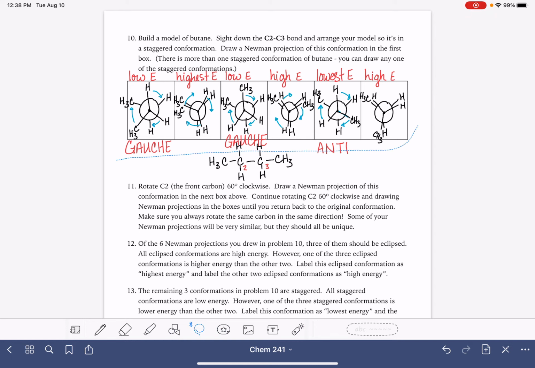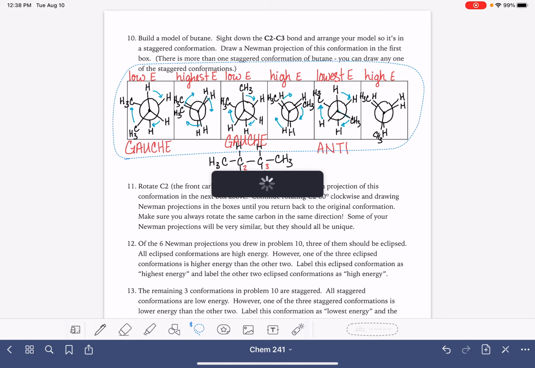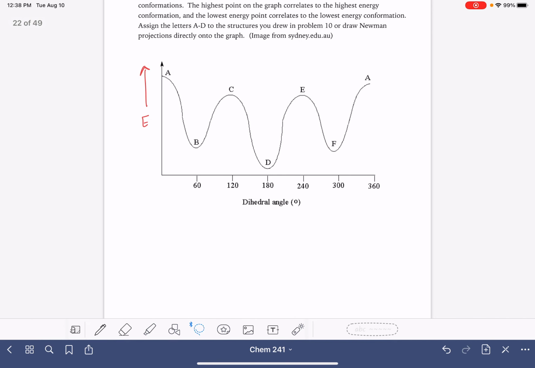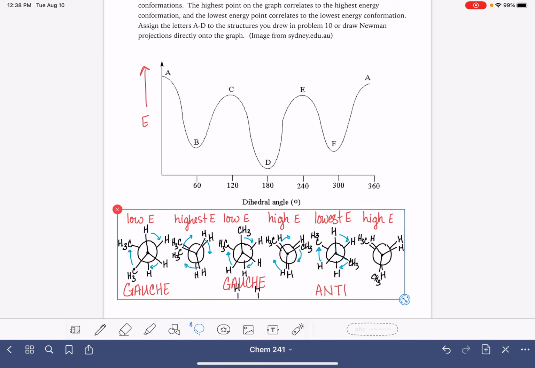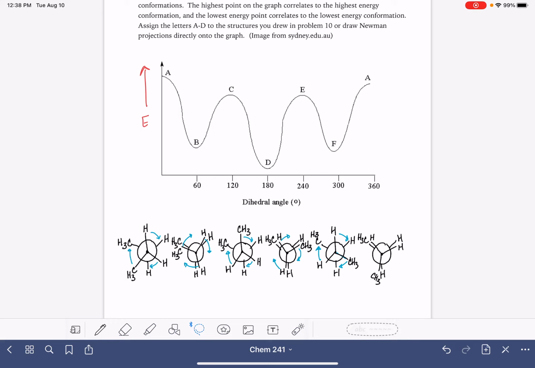That's a lot of writing, so you might not want to do that yourself, but I have copy and paste, which makes it easier for me. And I'm going to erase some of the stuff that's on here, make it a little easier to look at. So what we're going to do is just drag these different Newman projections to the spots that they belong on this graph. I'm going to choose to start with my lowest energy conformation. That's the anti-structure right here.